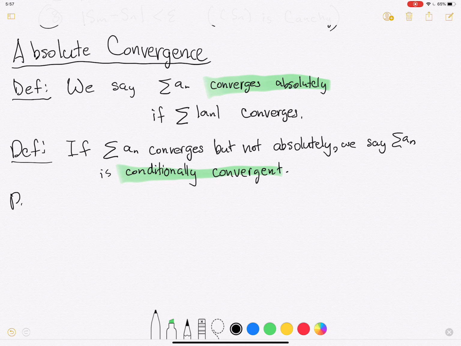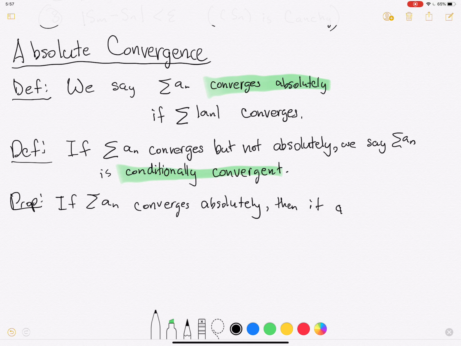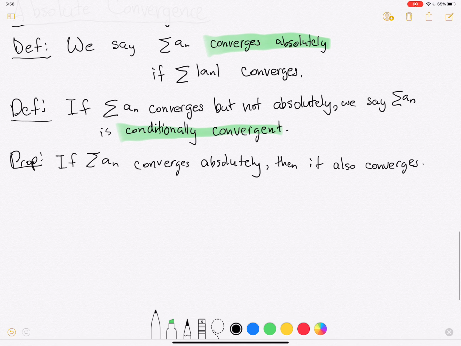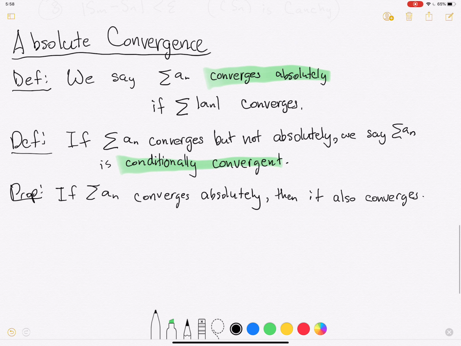So let's propose the following statement. If a series converges absolutely, then it also converges. It's a bit of a long proof, so I'll have to move down, but let's keep those definitions in mind as you go through the proof.